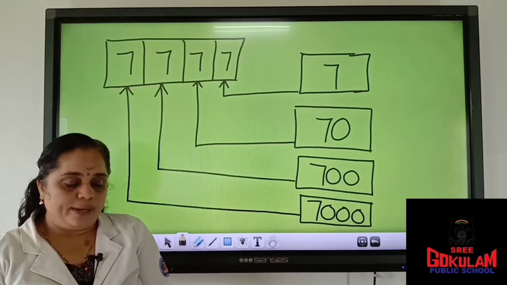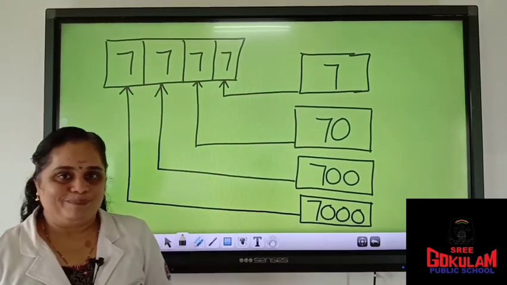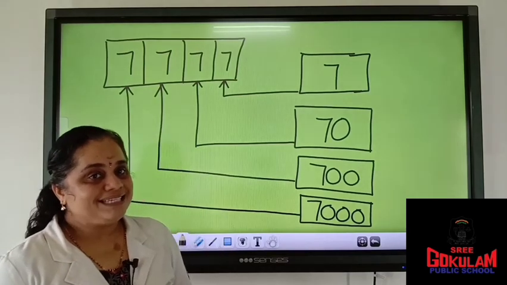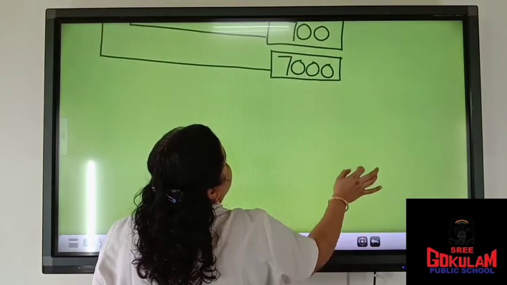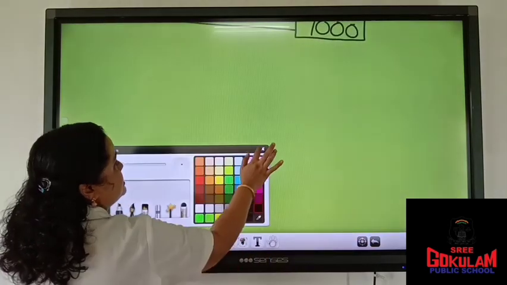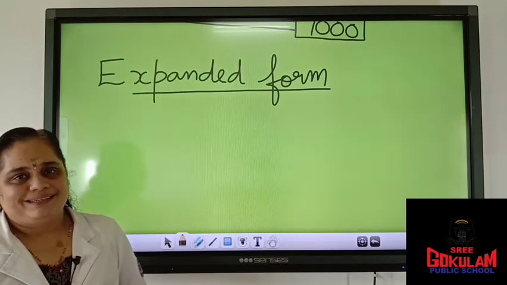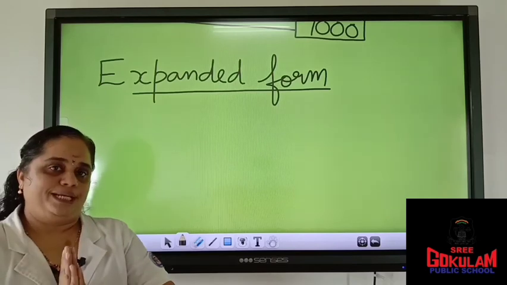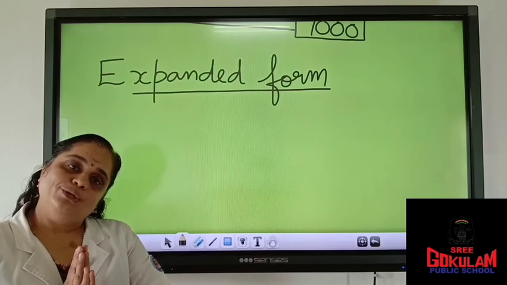After face value and place value, we have something like expanded form. What is it, children? Expanded form. Okay. Shall we see that? So children, let us do that. Expanded form, it's very simple. You are writing a number and expanding it depending on the position of the number. Shall we do one number?